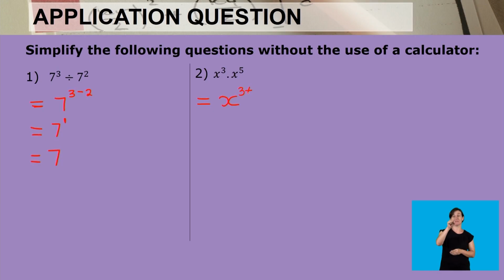So what does this mean? This means that we are going to keep that base. And what happens to the exponents because we are multiplying? Yes, we are going to add those exponents. So that is going to be a 3 plus a 5. That is going to give us an answer of a base x and an exponent 8. And that is going to be our final answer.